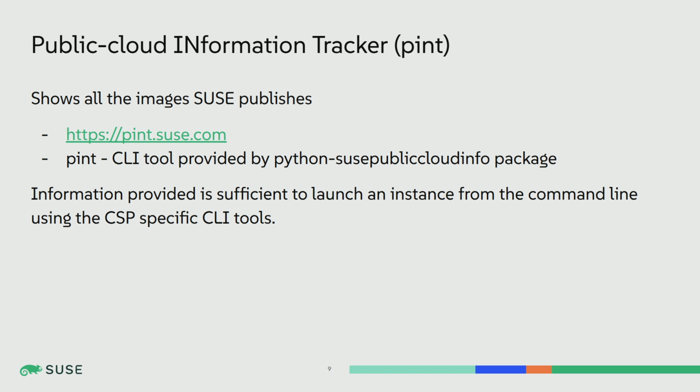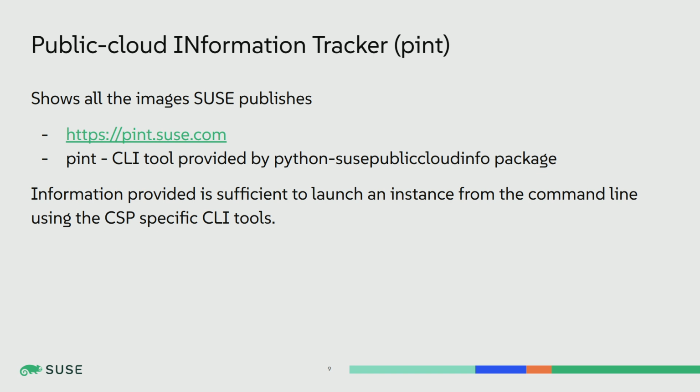And if you like the command line tool, there is a Pint command line tool that is available in SUSE Linux Enterprise Server through the repositories, through the Python SUSE Public Cloud Info package. Then you can install that, and this provides you information about images that we publish in all the cloud providers, all the way back to the very first one that we published in AWS in US East 1, if you're so inclined. This covers all the VM images.